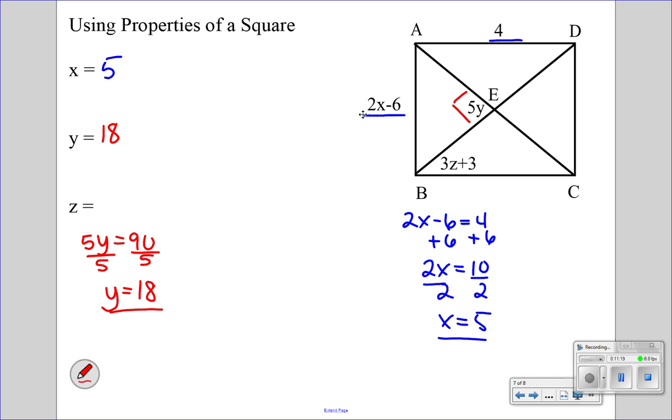Our last one is z, and z is at this piece right here. Well, we know that that angle is 90 degrees and that that diagonal bisects that 90 degrees. So this piece has to be 45 degrees. So this is going to be 3z plus 3 is equal to 45. 3z is equal to 42. Divide by 3. And we get 14.